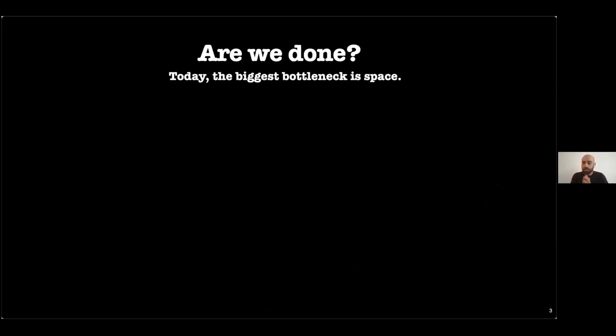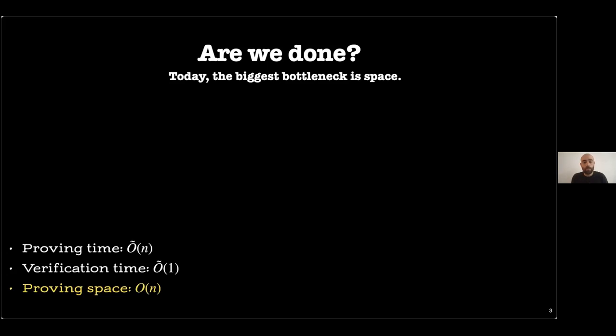These kinds of arguments are pretty well studied, no? SNARKs belong to this space, and proving time is either linear or almost linear, like n or n log n, for most protocols that we deploy in practice. Verification time is either constant, like a constant number of pairings, which is the case of Groth16, or it's logarithmic, which is the case of things like Spartan.